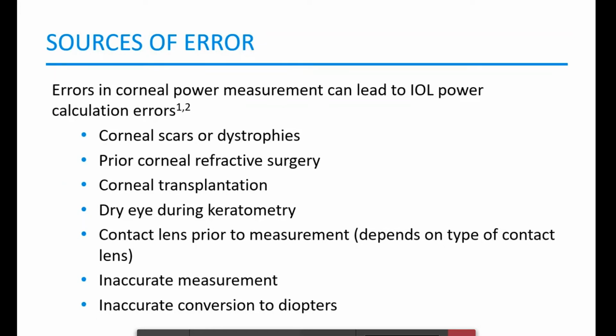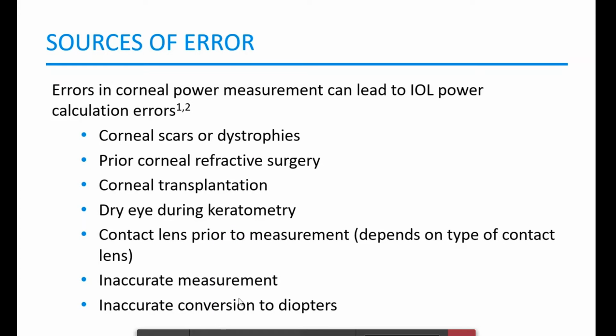An incorrect conversion to diopters is a little bit rare. Most keratometers do the automatic conversion, so unless you are performing the conversion manually, most keratometers do this automatically.